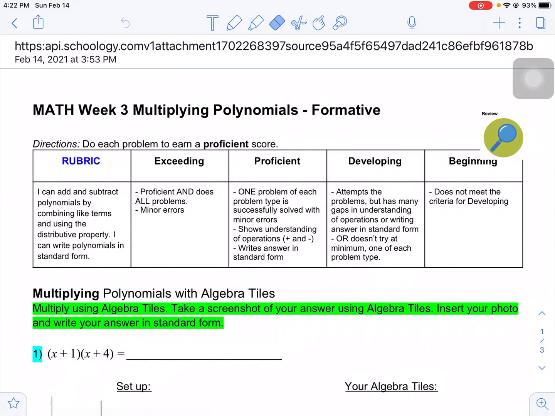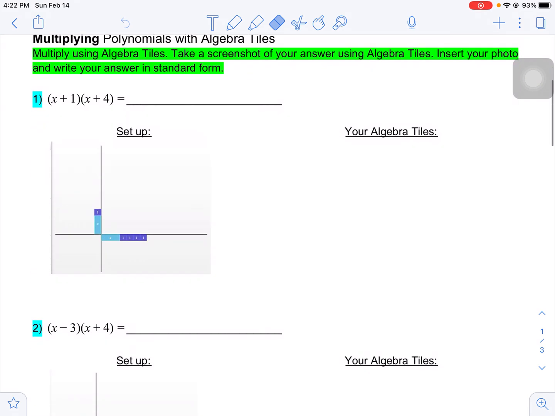Here are the week 3 solutions to our formative assignment, multiplying polynomials. For the first couple of problems here, we've set these up for you already, or shown you a setup. Notice that we've put x plus 1 along the vertical line here and x plus 4 along the horizontal. Those can be switched. Multiplying polynomials is commutative, just like multiplying whole numbers, so there's no set way to set these up as far as which binomial goes on which one of the lines here.